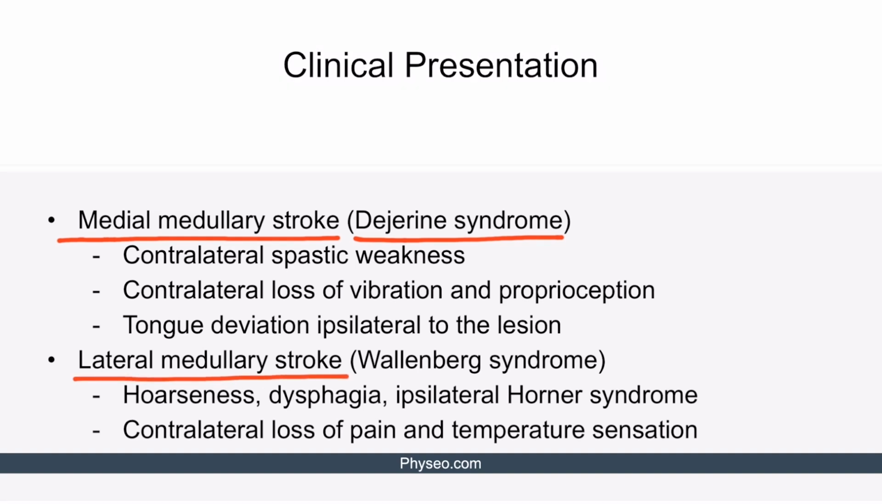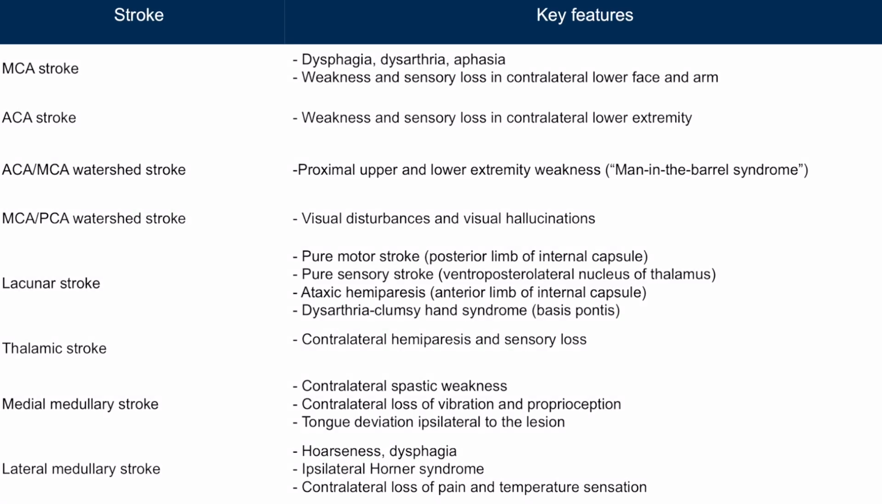Lateral medullary stroke is also known as Wallenberg syndrome. It is characterized by hoarseness and dysphagia due to damage to the nucleus ambiguus of the vagus nerve. Ipsilateral Horner syndrome results from interfering with the descending hypothalamic fibers. Finally, contralateral loss of pain and temperature sensation is due to damage to the spinothalamic tract. Here we have the table summarizing the different types of stroke and their key features. Pause the video and take a moment to consider this table.